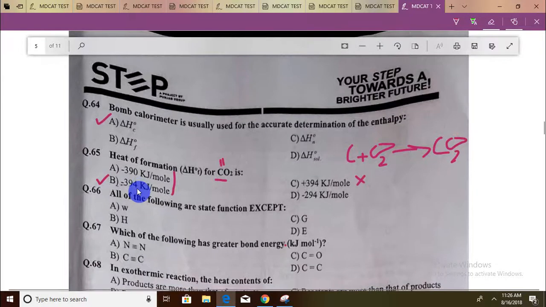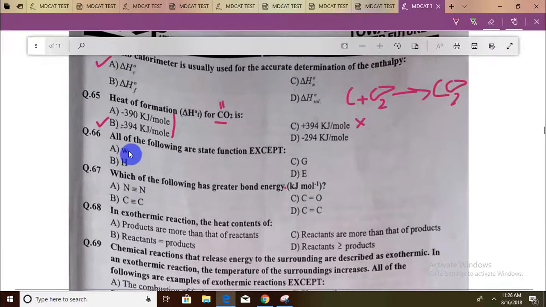So all of the following are state functions except work, heat. I guess this is Gibbs free energy, and this is enthalpy. Now Gibbs free energy is indeed a state function. Enthalpy is also a state function, but if this is work, this is not a state function, because work is not a property of a system. It's just what you're doing to it.